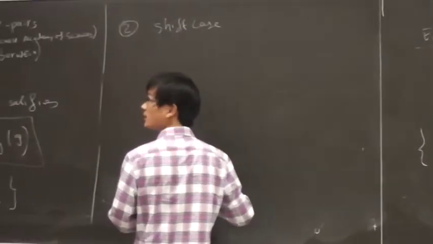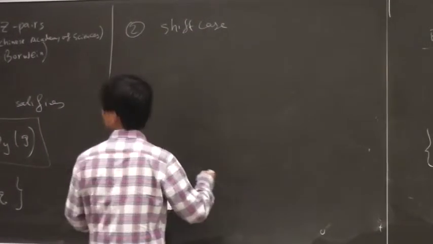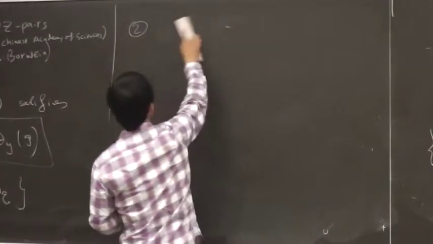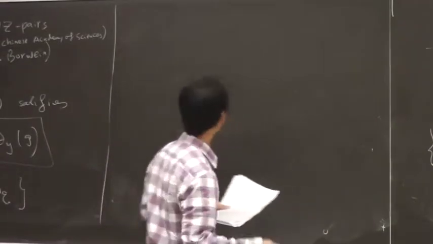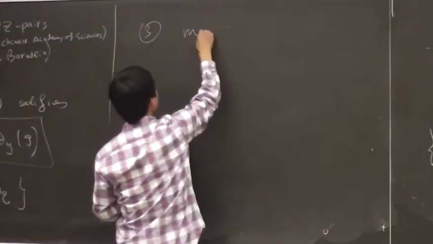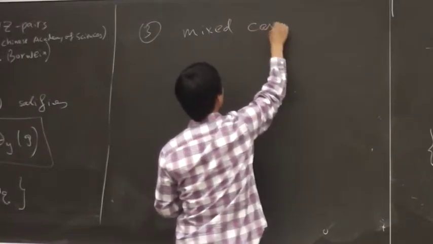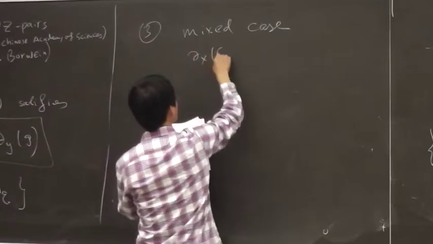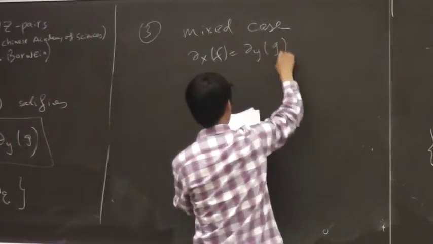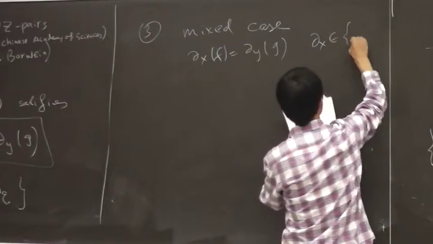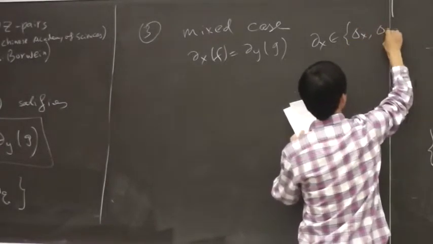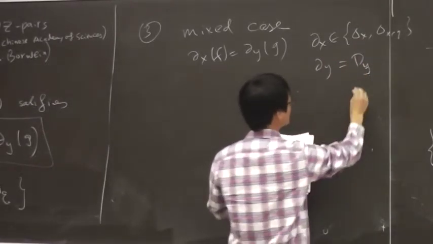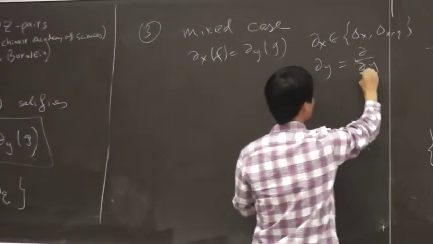Now let me go to the last case. Maybe today I can finish my talk before the time. So the third case is the mixed case. Mixed case just means we have the equation where now partial x you can take as the shift or q-shift, and then partial y is just the derivative with respect to y.